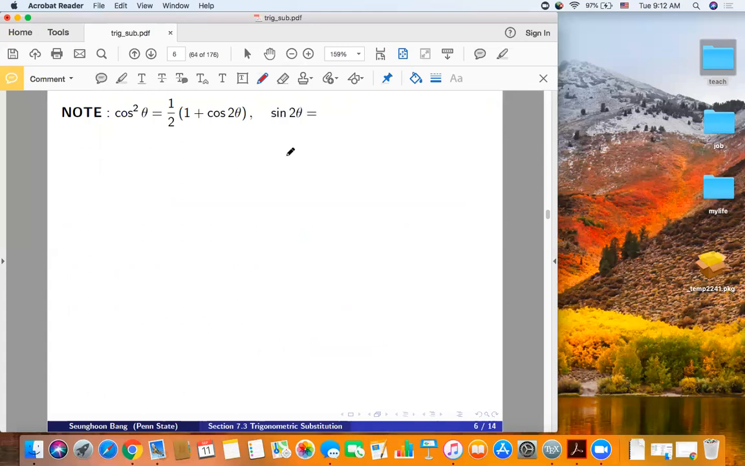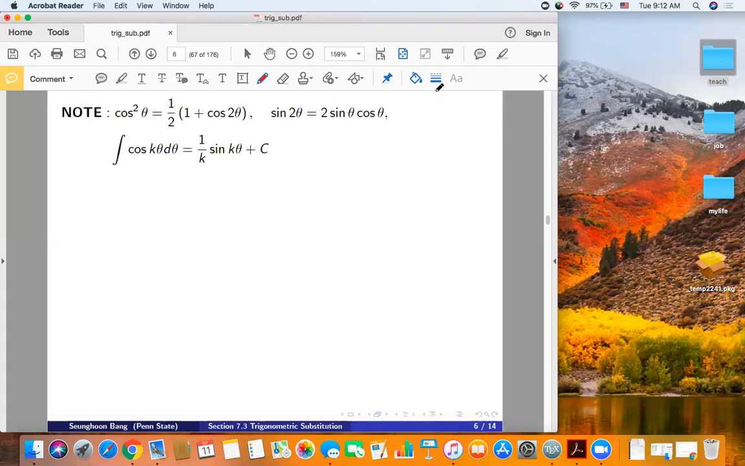Do you know the double angle formula? The double angle formula, sine 2 theta equals, do you remember? If you know the double angle formula of sine 2 theta, could you write your answer on the chatting board, please? Yeah, 2 sine cosine, it's good, thank you. 2 sine theta cosine theta. One more, the integral of cosine k theta d theta is 1 over k sine k theta plus C.